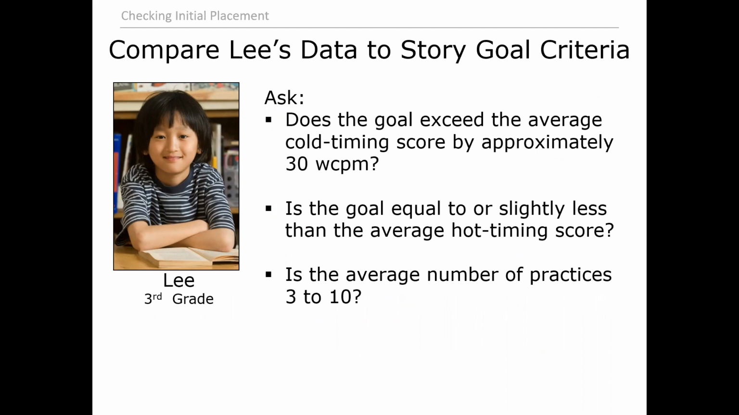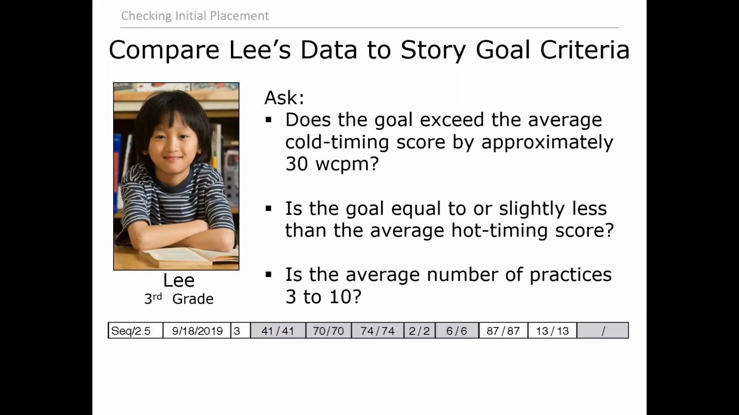Now I want to see, is his goal okay? Remember back to Anna. Anna's level was right. She was supposed to be in level 5.6, but her goal was too low. So with Anna, we changed the goal. With Rob, we changed the level. Well, what's going to happen with Lee? We're going to ask ourselves the 3 questions. The first 2 are the relationship from the goal to the cold score and from the goal to the pass score, right? And then we're just checking to make sure he's practicing the right number of times. Okay, so let's take a look.